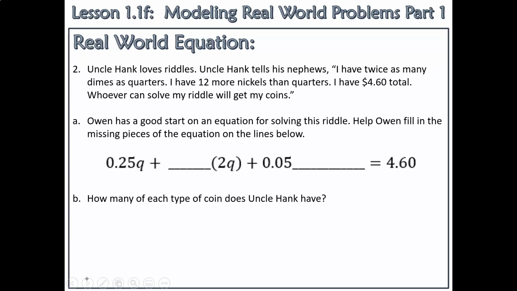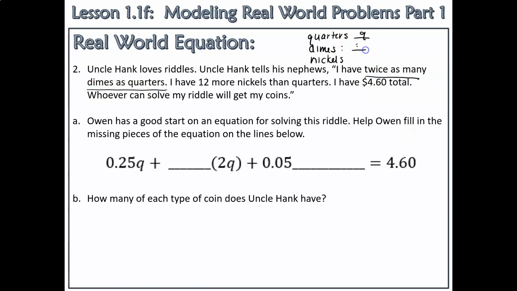Uncle Hank loves riddles. Uncle Hank tells his nephews, I have twice as many dimes as quarters. I have 12 more nickels than quarters, and I have $4.60 total. Whoever can solve my riddle can get my coins. So first let's set up a chart. So I'm going to make quarters Q. And then I have dimes, and then he has some nickels. So how many dimes did he say? He said he had twice as many dimes as quarters.